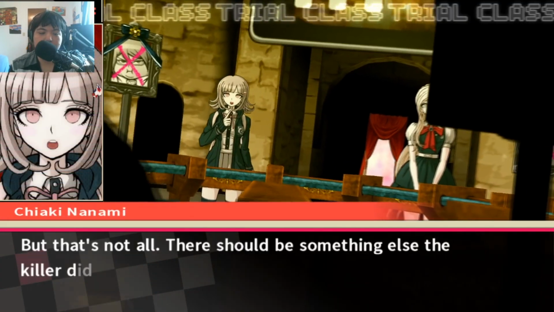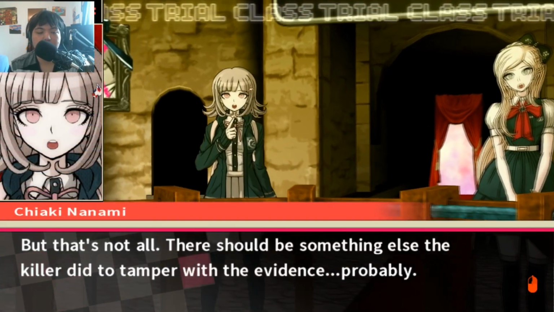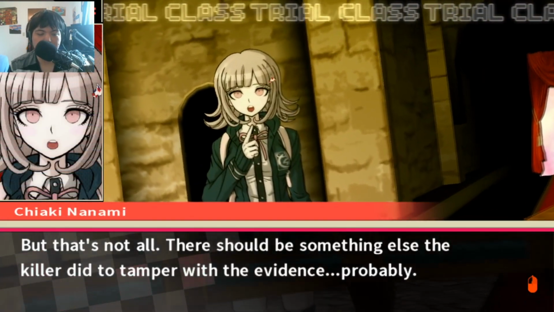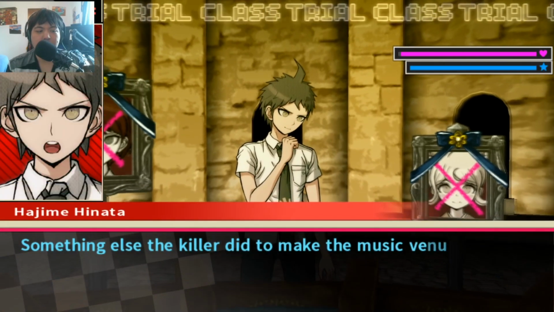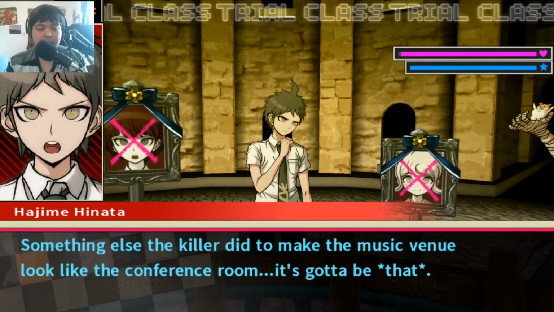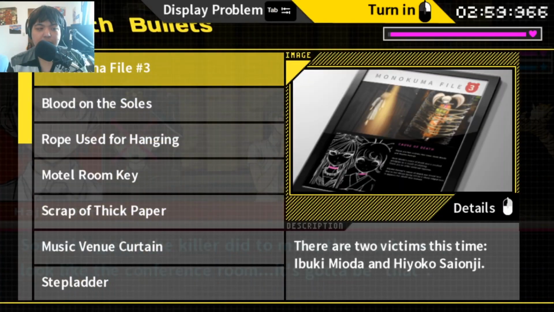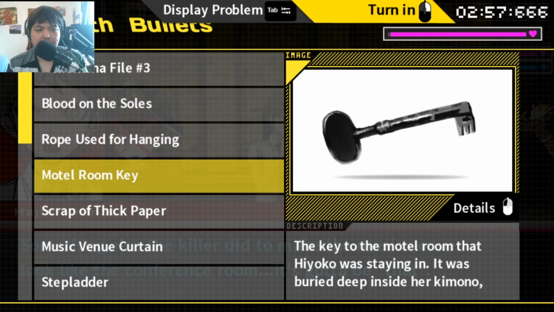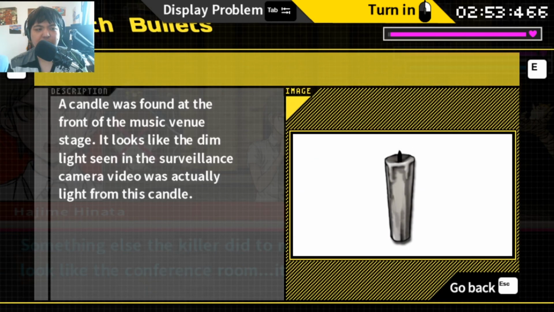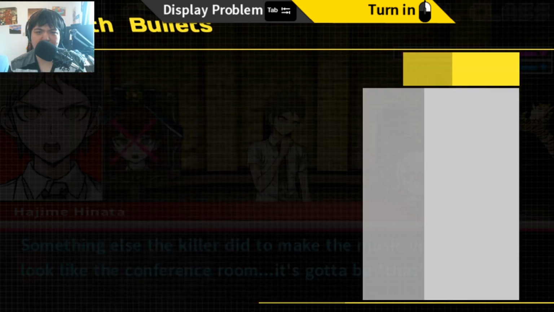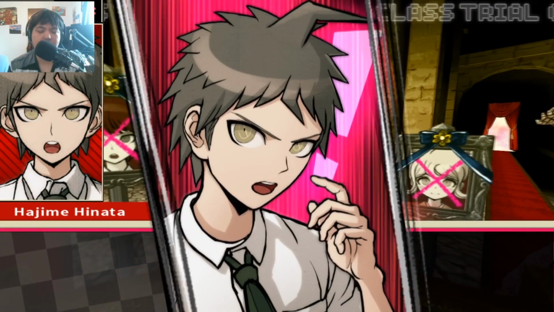But that's not all. There should be something else the killer did to tamper with the evidence. What are you talking about? Something else the killer did to make the music venue look like the conference room. It's gotta be that. I'm talking about the candle. There's a candle found on the music venue stage. But in the video, it doesn't have something on it, hard to say, so is it going to be the candle then? I can prove it with this.